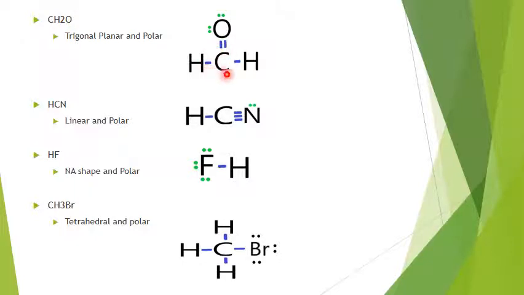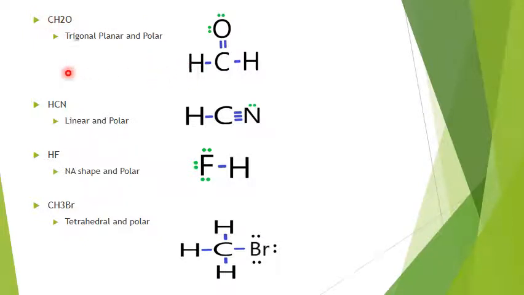Okay, the skeletal structure would look like this without bonds and lone pairs. Give the outside atoms their number of bonds and lone pairs. So each hydrogen gets 1 and oxygen gets 2 and 2. Okay, then count everything up: 2, 4, 6, 8, 10, 12, and you're done.